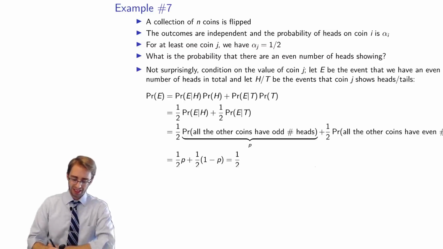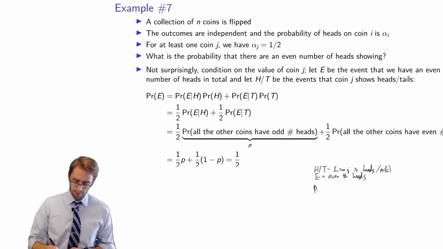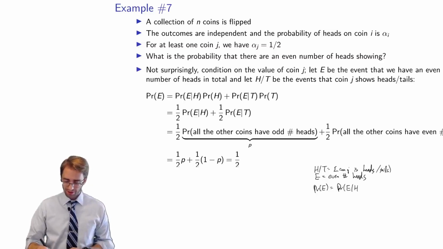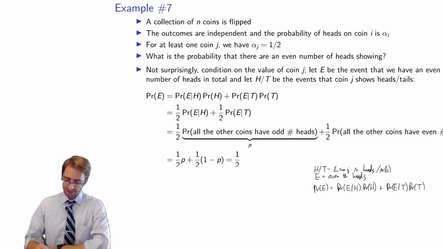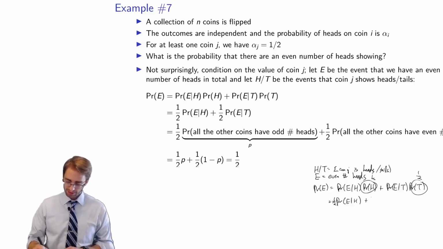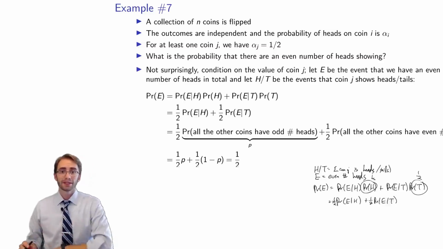So we'll say H and T is the event that coin j is heads or tails, respectively. And so we'll say E is the event that we're interested in. It's the event that there's an even number of heads. So what can we say? The probability of E, the probability of an even number of heads, of course, is the probability of E given that the j coin is heads times the probability that the j coin is heads, plus the probability of E given that the j coin is tails times the probability that the j coin is tails. Now, of course, either of these is just equal to 1/2. So it's the probability of E given H times 1/2, plus 1/2 times the probability of E given T. Okay, and so what are we saying about this? What does this mean?